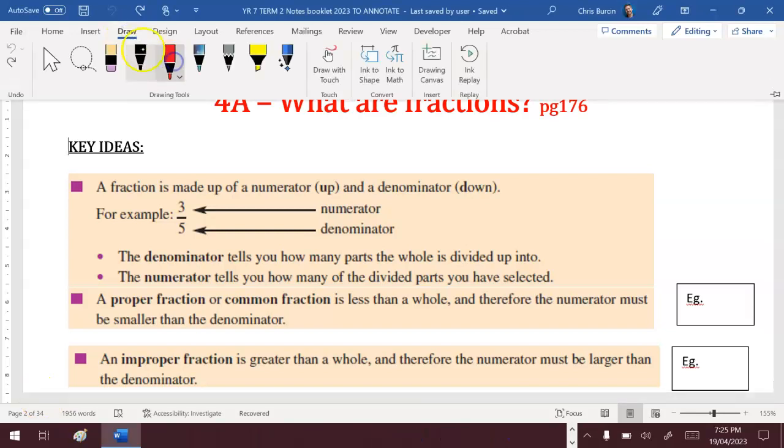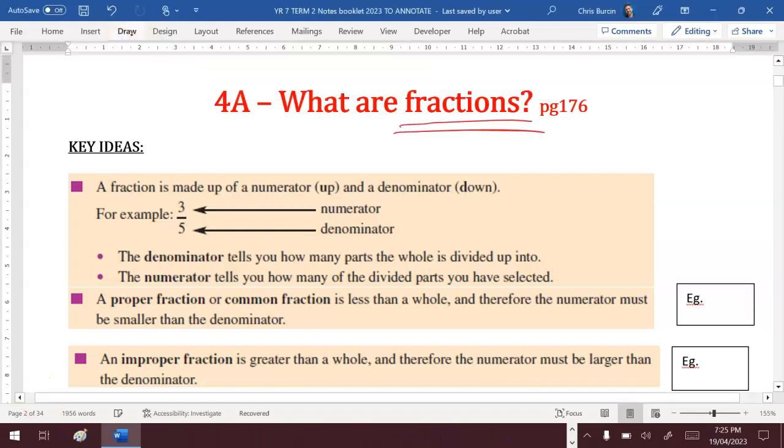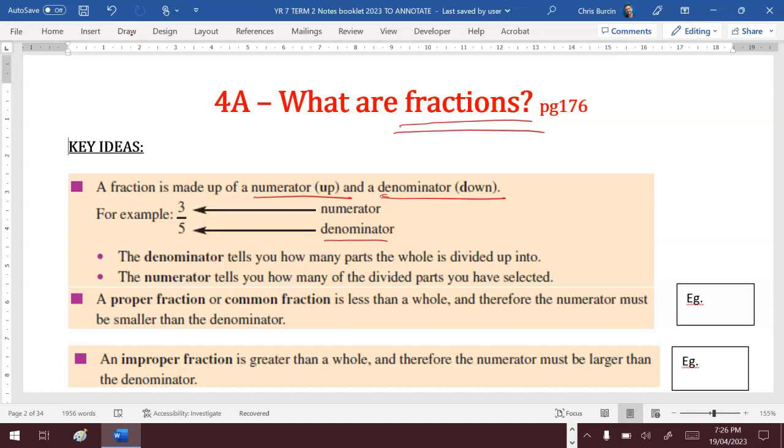Okay, what are fractions? Fractions have a numerator, up, and a down denominator. So the denominator is down on the bottom, and a fraction is made up of these two things. So what are they? The bottom number, the denominator, tells you how many parts there are in total.